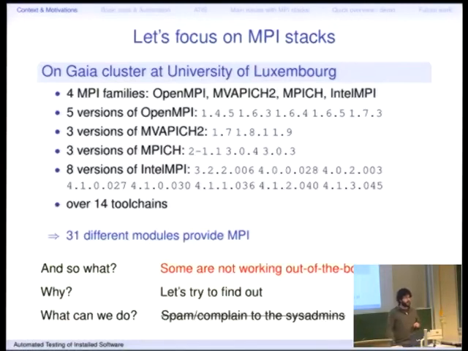For some versions, they are built with different toolchains. We don't have all the combinations of all the versions and all the toolchains installed, but at the end we end up having 31 modules that provide MPI on our cluster, which is a lot, in my opinion. And what is the problem with this? We have a lot of MPIs provided, so that's good, we can choose.